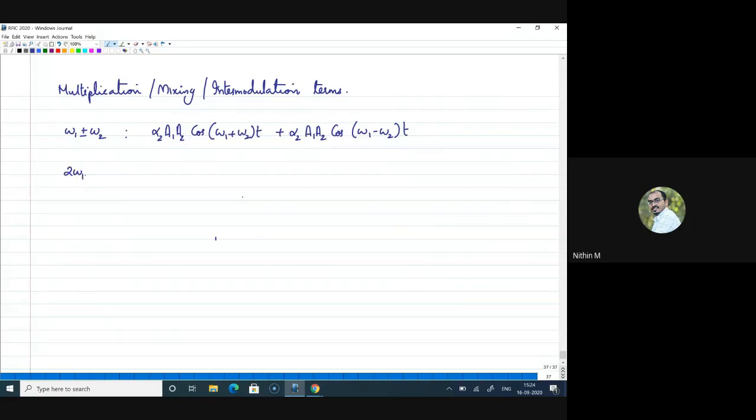Similarly, I have the 2 omega 1 plus or minus omega 2 term. If I write the component there, it is 3 by 4 alpha 3 a1 square a2 cos 2 omega 1 plus omega 2 into t plus again 3 by 4 alpha 3 a1 square a2 cos 2 omega 1 minus omega 2 into t.